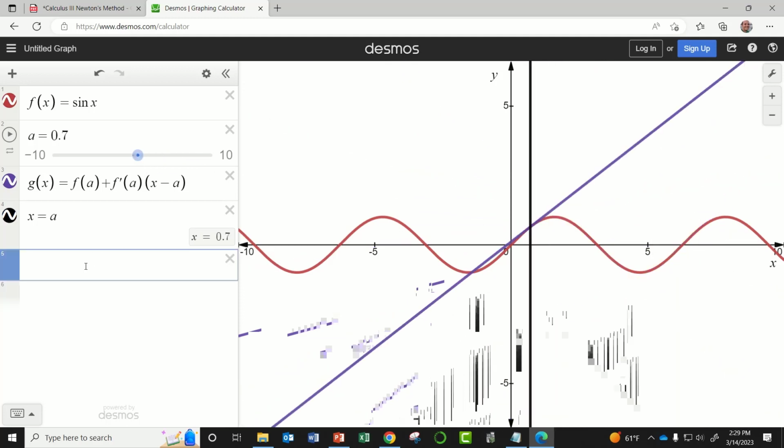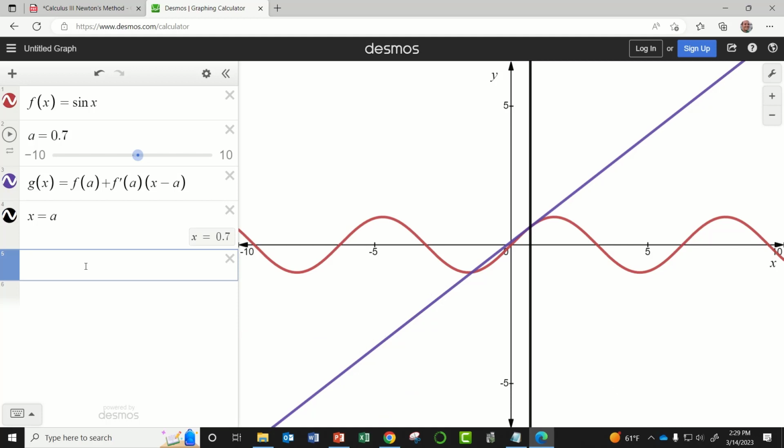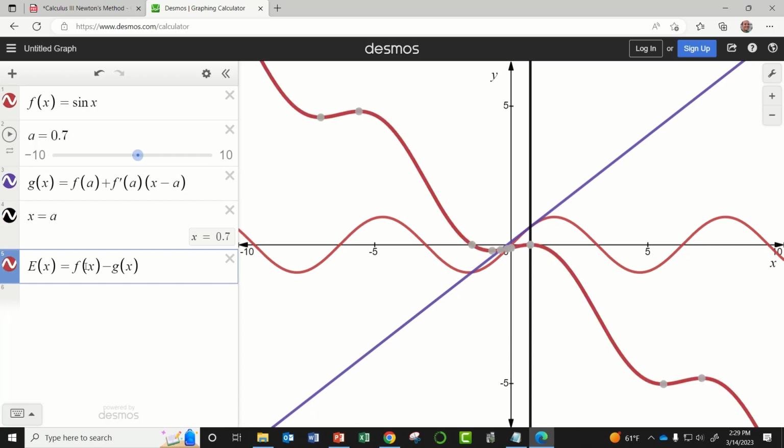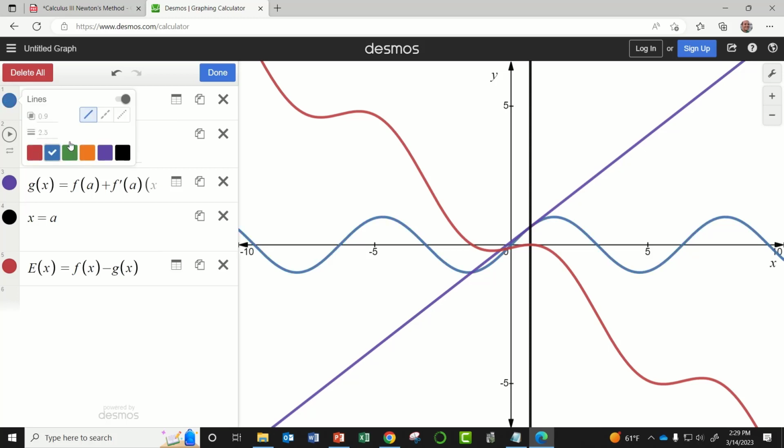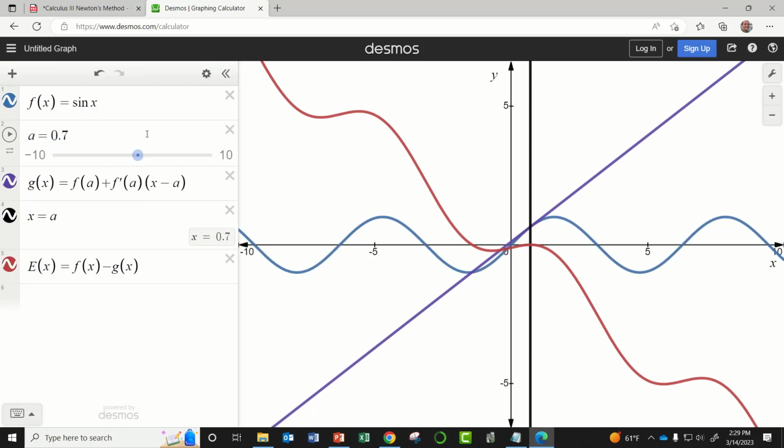Now, let's calculate what that error term is. And of course, my error term, I'll give it the name P for error. No, maybe capital E. We'll say capital E is just going to be my function minus this g of x business, right? And so now my error term is in red here.